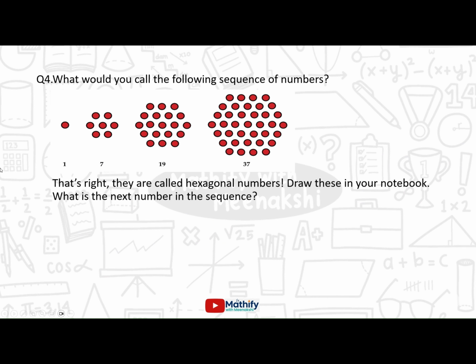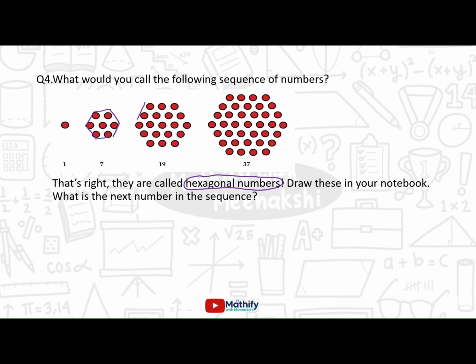What would you call the following sequence of numbers? Now, these are hexagonal numbers. This was not there in that table, so I will explain that. What are hexagonal numbers? If you see carefully, at last it looks like a hexagon.